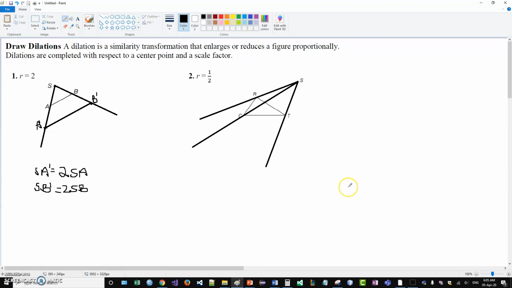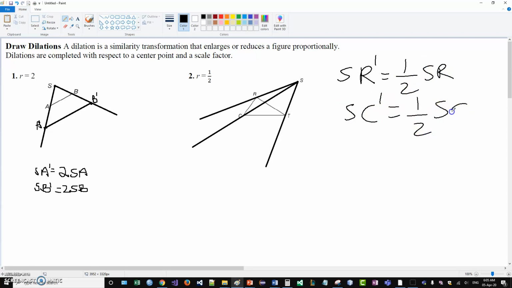Alright, now the scaling factor is 1/2, so SR prime will be half SR, SC prime equals half SC, ST prime equals half ST. Alright, so the points that we're looking for: this is R prime, C prime is half the distance from S to C, somewhere over here, and T prime is half the distance from S to T.